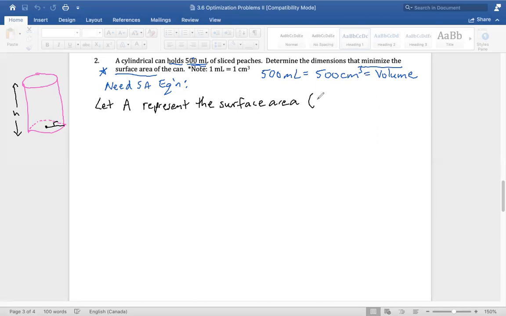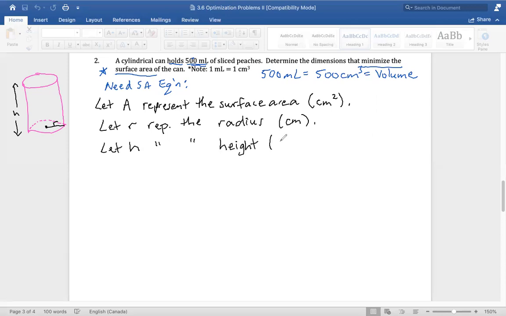Now surface area would be, we've got our units as centimeters, area is squared, right? And we have two other variables there. So we're going to let r, little r, represent the what? Radius, again, of the cylinder, and that would be in centimeters. Represent the radius in centimeters, and let h, I'm just going to say here, represent the height of the cylinder, kind of implied in centimeters.